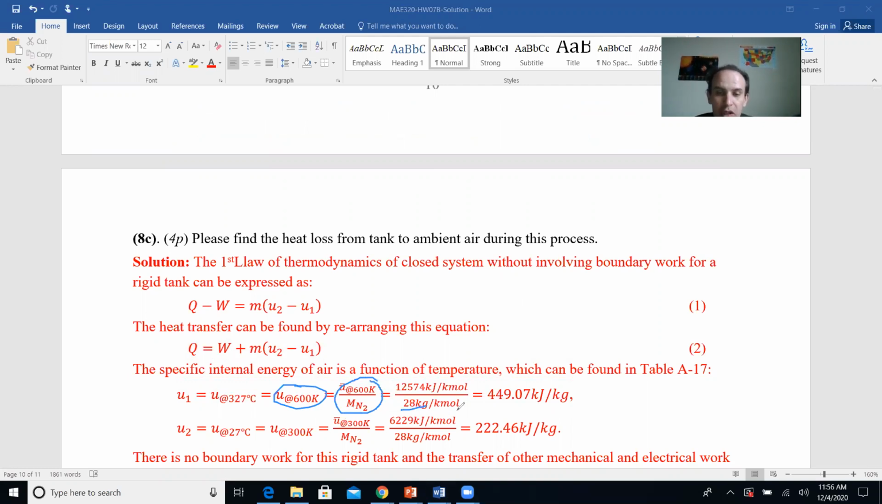The molar weight of nitrogen you can get from the table, or you may remember it from the periodic system. N is 14, so N2 will be 28. I do recommend you remember these basics: mass of hydrogen is 1, carbon is 12, oxygen is 16, and nitrogen is 14. For molecules, N2 will be 28, oxygen will be 32. It's easy to remember. Does it make sense?